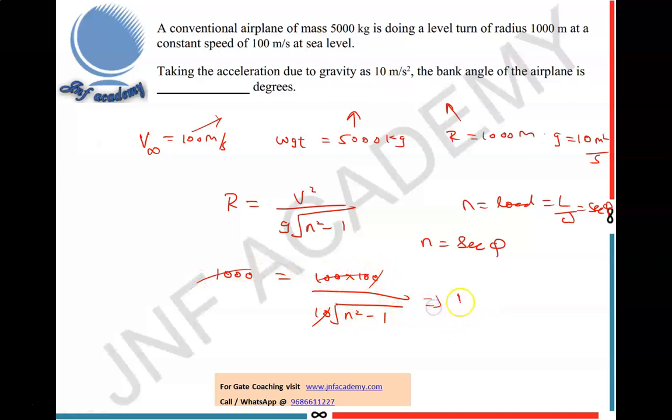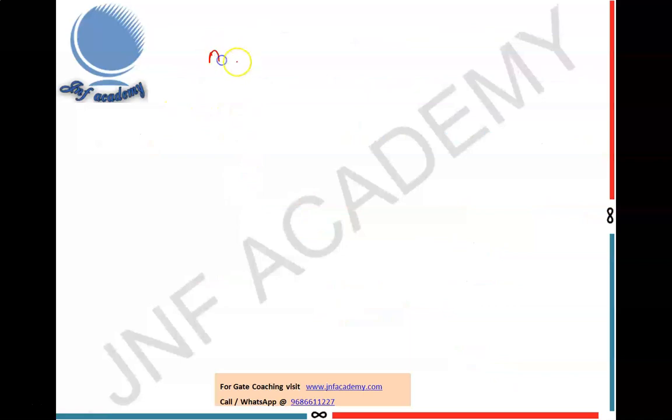This implies root of n square minus 1 is equal to 1. So now if you take a square on both the sides, n square minus 1 is equal to 1, then n square will be 2, and this will tell you n is equal to root 2. Right? Now you have got your load factor n to be root 2, but the question they have asked is the bank angle. So now the relationship between load factor and sec phi, right?